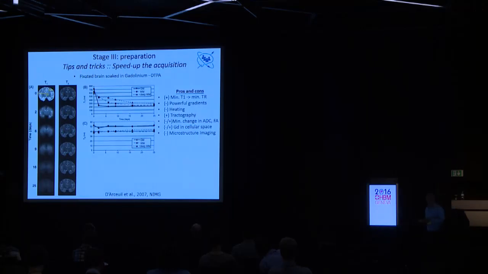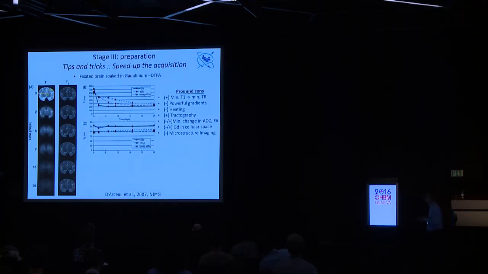Then there are tricks if you want to do acquisition very fast. You can take your fixated brain and soak it in gadolinium. What Helen Agrell has shown here is that with this soaking in gadolinium, with time you can see that the T1 lowers, but the T2 appears to be stable over time. So with a shortened T1, we also can shorten the TR, and then we can speed up the acquisitions. Of course, you need to have very powerful gradients, but often we have that on the preclinical systems.